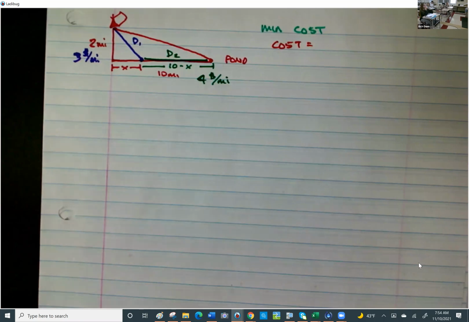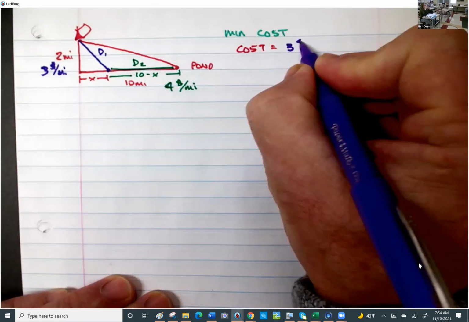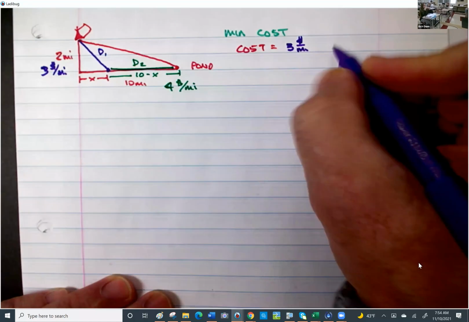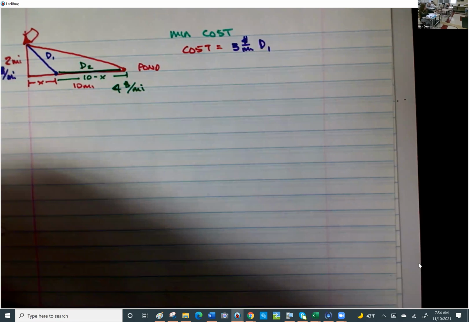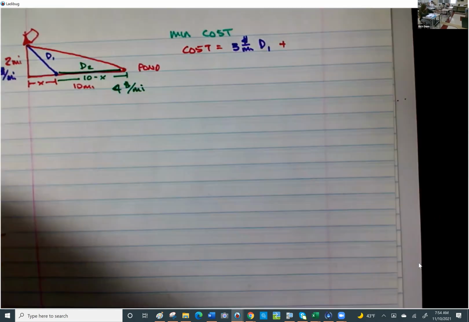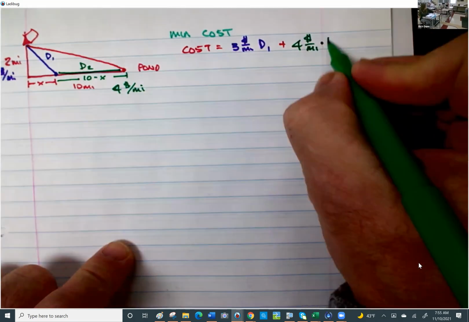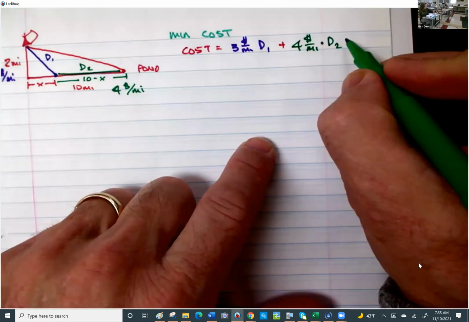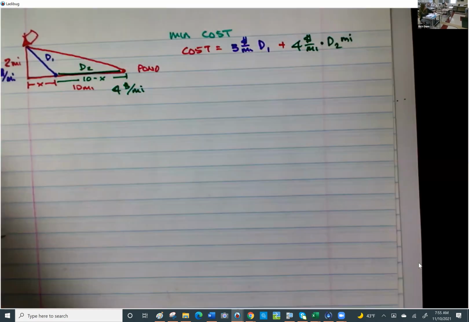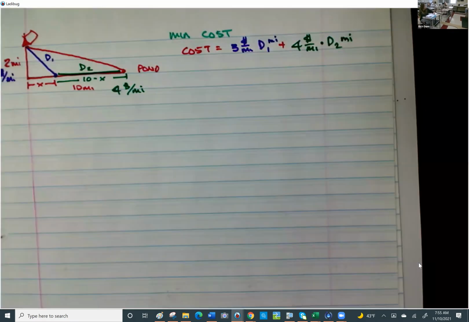No, our cost is going to be, in the first case, $3 per mile times our distance one, right? Number of miles. And then what are we going to add to that? We're going to add to that our $4 per mile times our distance two. Why aren't we dividing them? Because again, this distance is in miles. This distance here is in miles. Dollars per mile times miles gives us dollars.